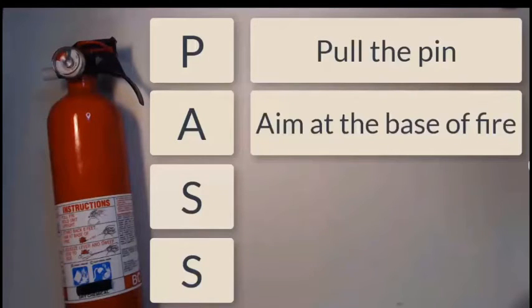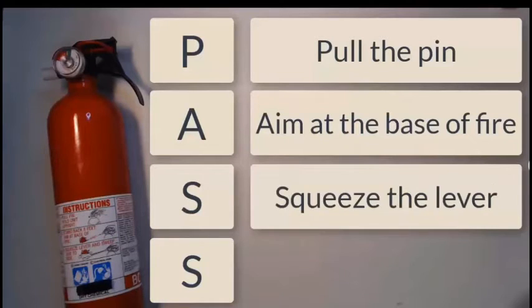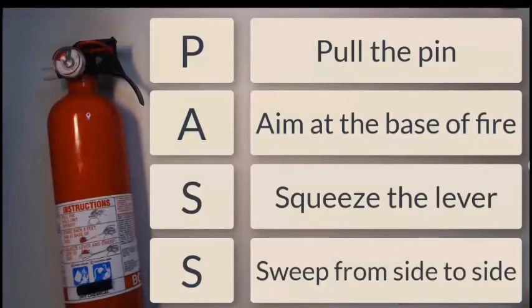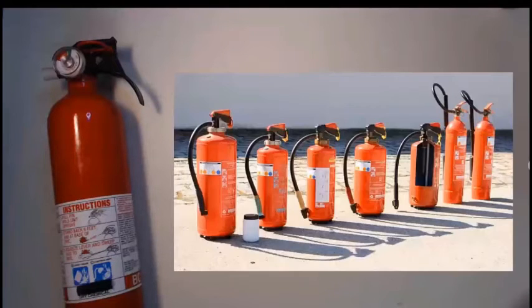A stands for aim at the base of the fire, not at the flames. S stands for squeeze the lever. S stands for sweep the nozzle from side to side. You should be familiar with the different types of fire extinguishers.